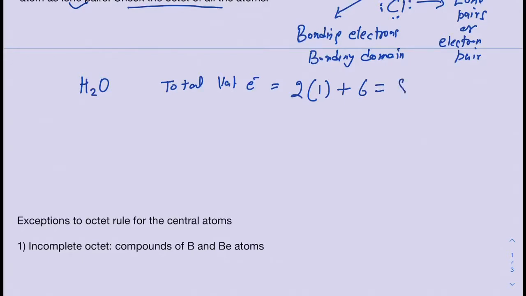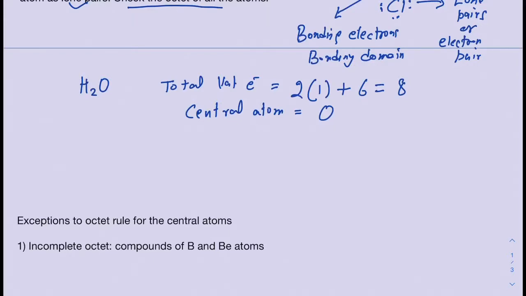So that's going to be a total of 8 valence electrons. Okay, so then the next thing is to pick the central atom, and in this case, what do you guys think? What's going to be the central atom? Well, remember the trick. Hydrogen is never a central atom, so that means oxygen is going to be your central atom in this case. Okay, so oxygen is the central atom.